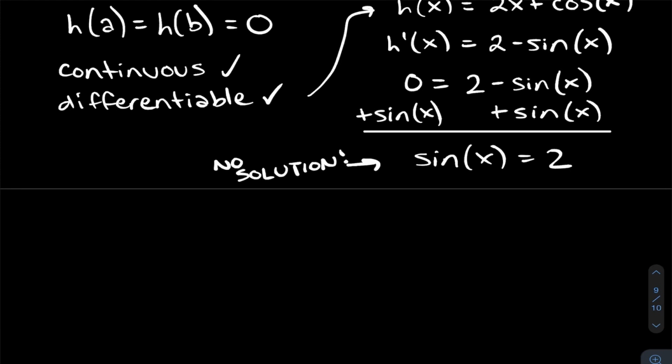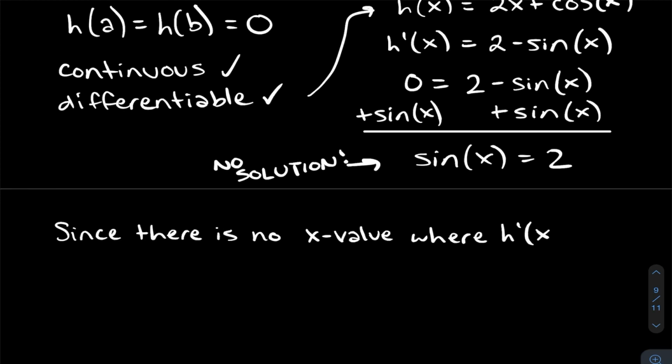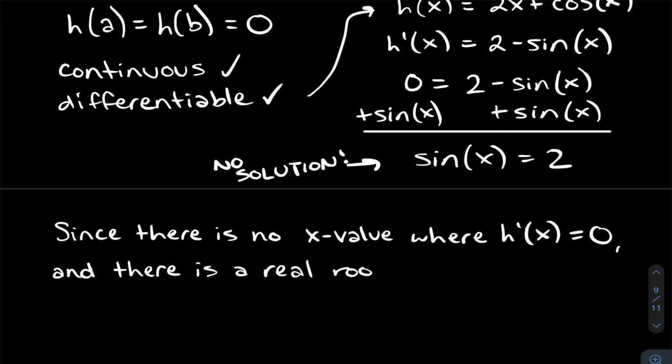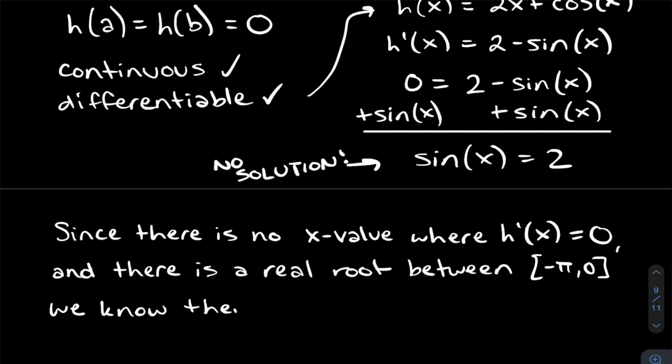And since there's no solution, since there is no x value where h prime of x is 0, and there is a real root between -pi and 0, we know there is only one real root. That's what I would say.